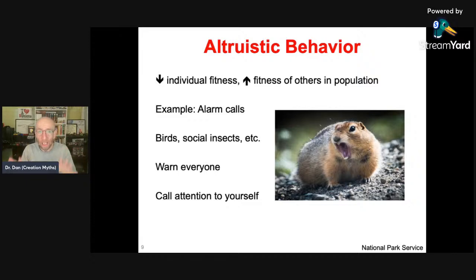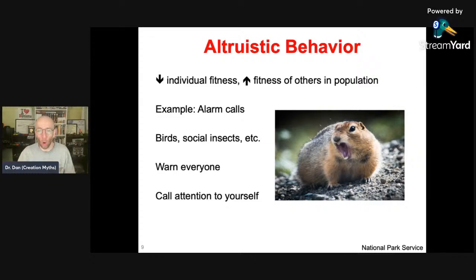We see this behavior of making an alarm call in response to a predator being seen in birds, in insects, in rodents, right? The idea is that you're going to warn everybody in your population. You're going to say, "I see a predator." The problem is that everybody in your population hears, "It's a snake. Get underground, hide from the snake, everybody run, there's a predator." But what the predator hears is, "Hey, I'm over here, come eat me," right?